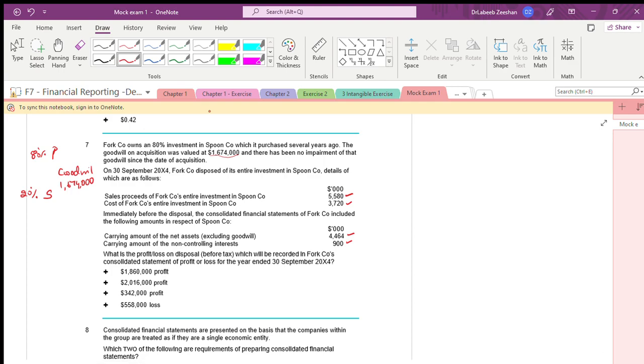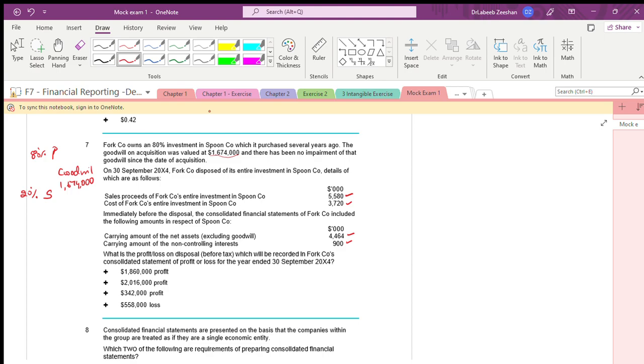What is the profit on disposal before tax that will be recorded? How do you calculate the profit or loss on disposal? First you have to take sale proceeds. From the sale proceeds, we have to deduct the net assets of disposal. Sales minus net assets of disposal.